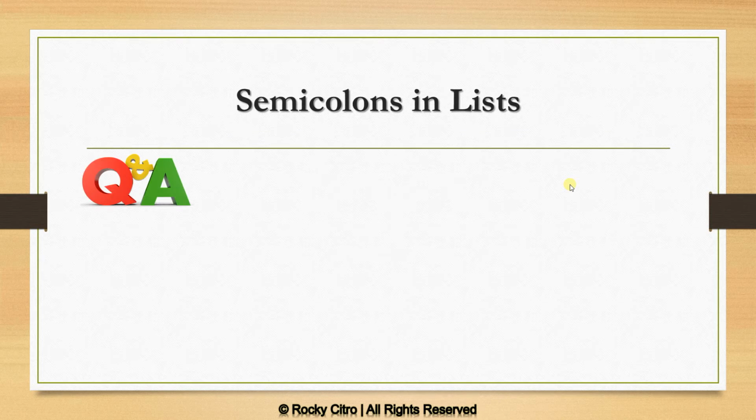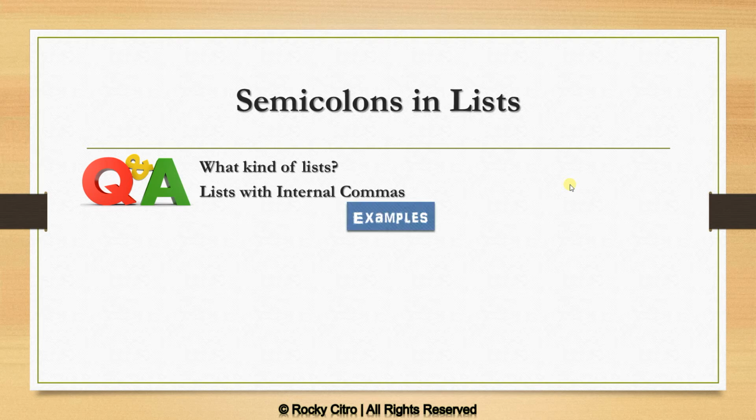And the first question that should come to mind is what kind of lists, because can't we just use commas? And we do usually just use commas for our lists. It's often taught that semicolons are used in long or complex lists. It's not the most accurate way to describe it, although that is often correct. We use semicolons in lists that already have commas in the items. Let's take a look at an example.